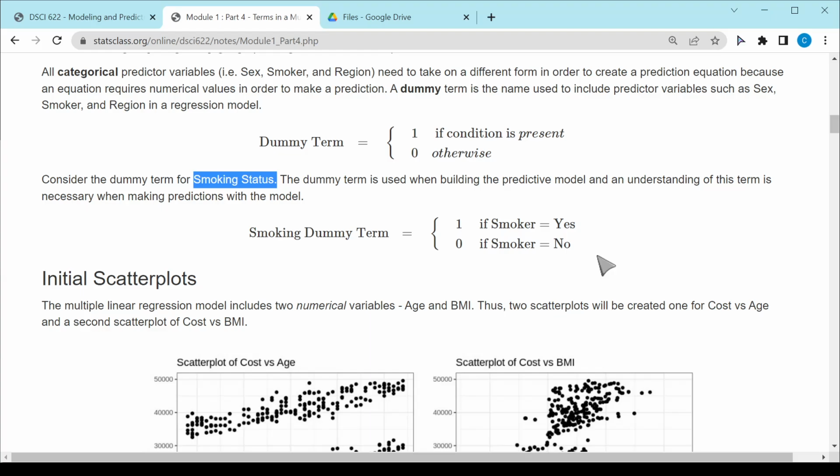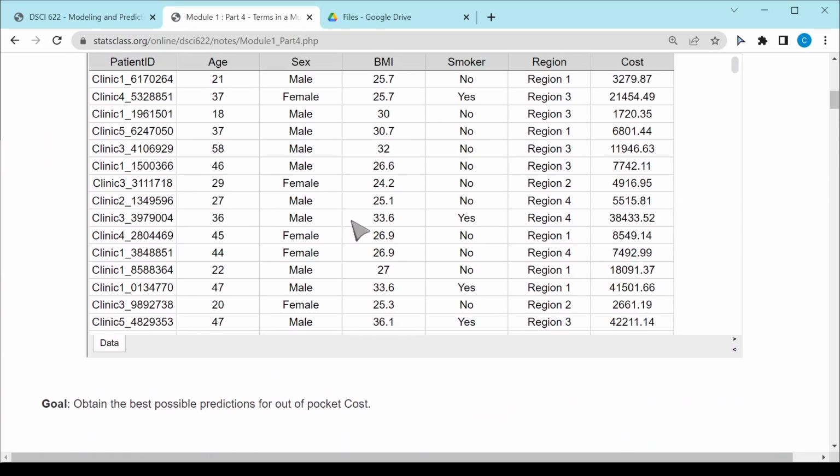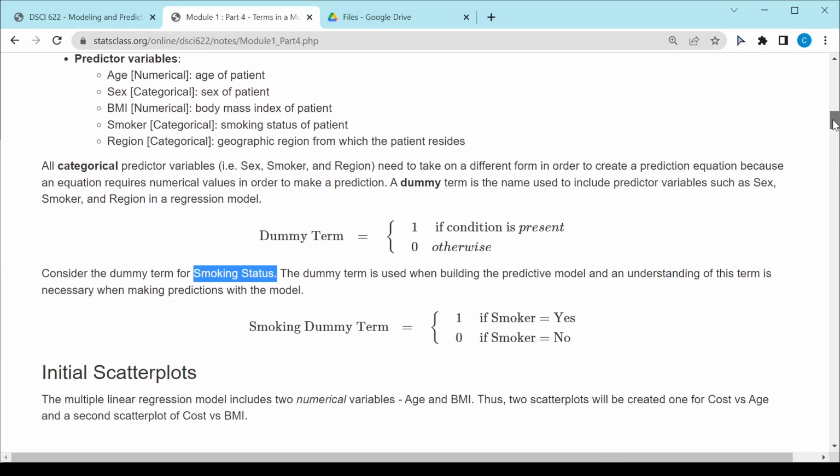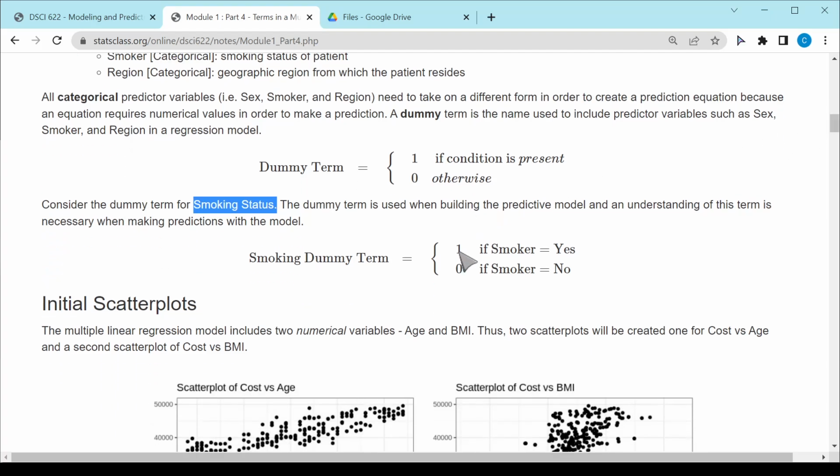Same thing or something similar for sex. So for sex, it's going to be either male or female. So the software computing technology is going to identify one of those as the 1. So maybe the males will be identified as the 1s. And then the other, so females, would be identified as 0 in the model.